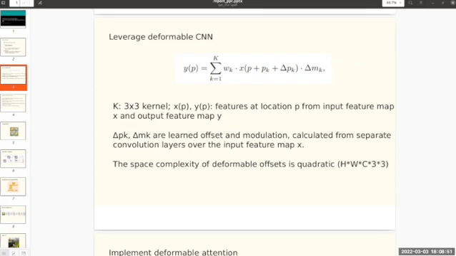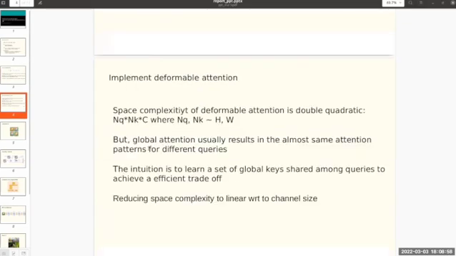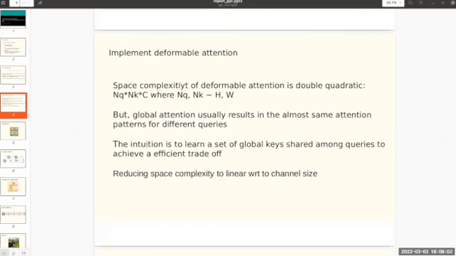What this paper has done is borrow the concept and move it into the transformer realm. So how did they implement deformable attention? They use a similar method, but one challenge is the space complexity. Instead of n squared, it's n to the fourth power, because the space complexity is the number of queries times the number of keys times the number of channels, and the number of queries and keys are both equal to the height times the width. So it's height times width times height times width again, which becomes n to the fourth power. That causes a challenge in terms of computational resources.